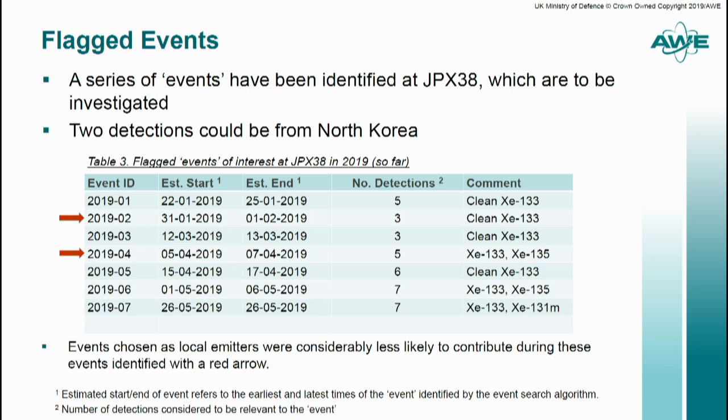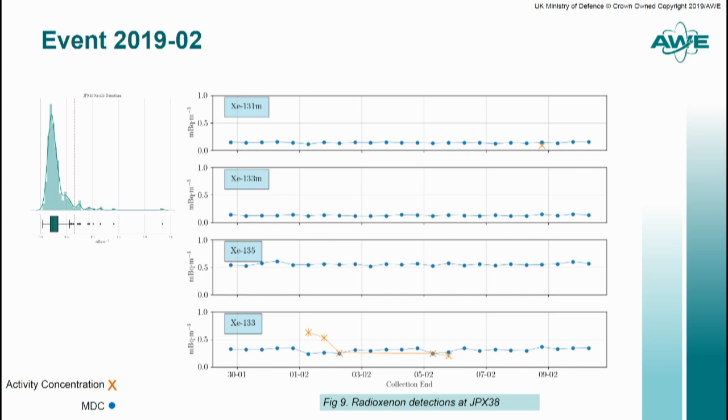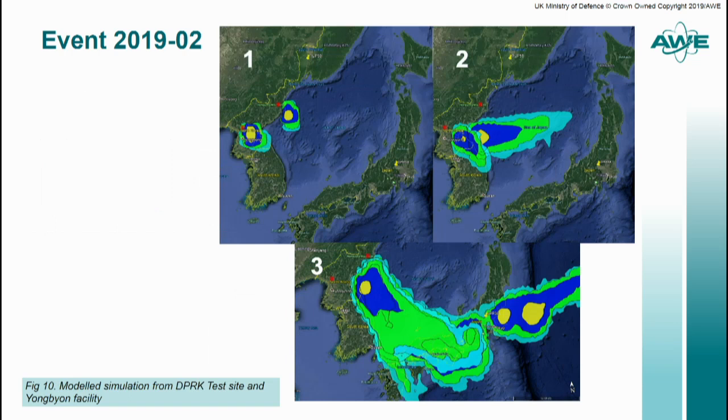So at the start of this year, end of January, there was a clean detection of Xenon-133, three consecutive detections, and our forward simulation said that, well, it could possibly be from North Korea. So the two pipelines fusing together and saying, well, you might be interested in this. This is the data. You can see it's just Xenon-133, which is pretty much just outside as an outlier. So it's a little bit higher than what we would expect for the background, which is good. So this is something we're interested in, and we can look at the simulations that are coming from the ATM pipeline.